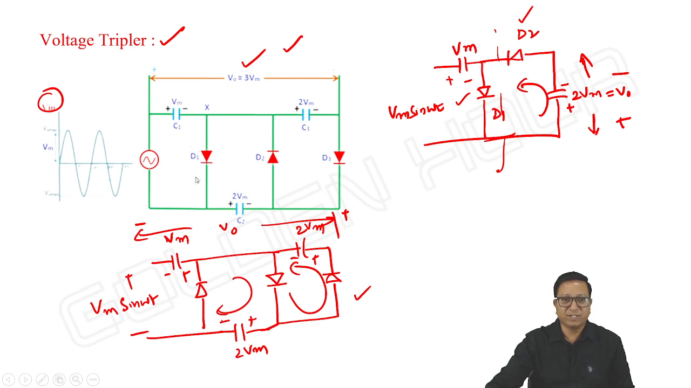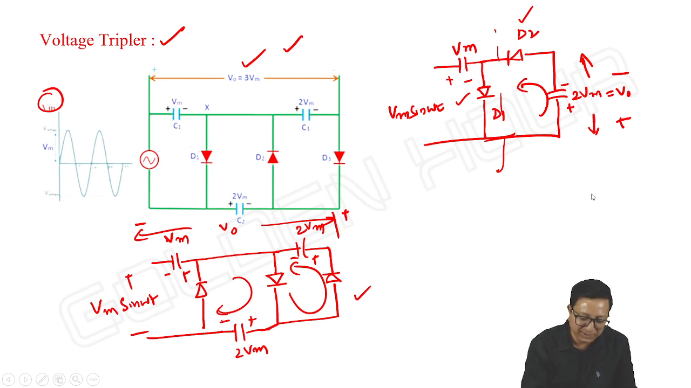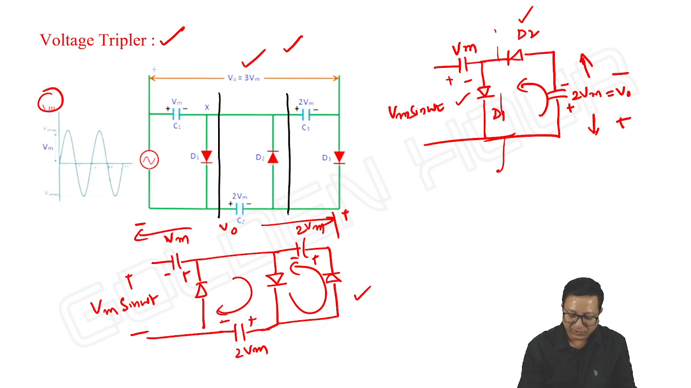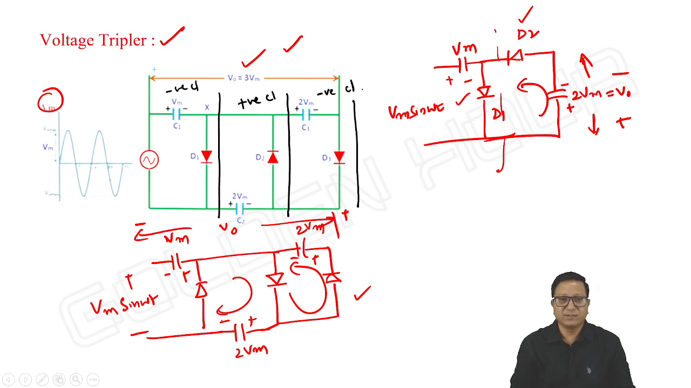First capacitor C1 D1, right? It's a negative clamper. It is 1. Next, the C2 D2 combination is a positive clamper. And the third combination is one more negative clamper.